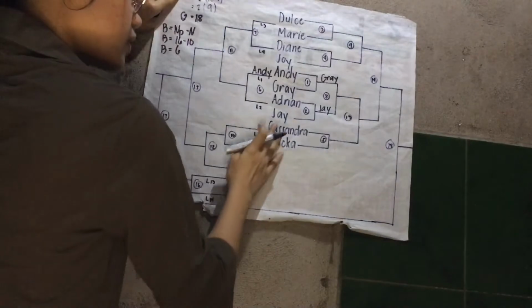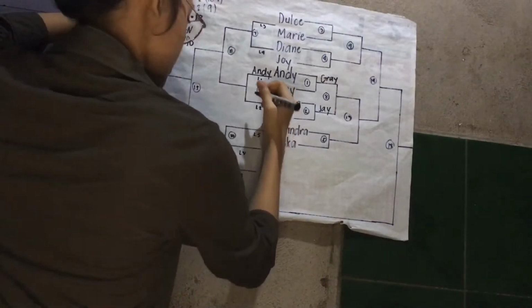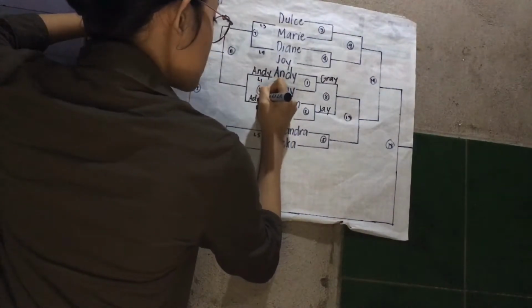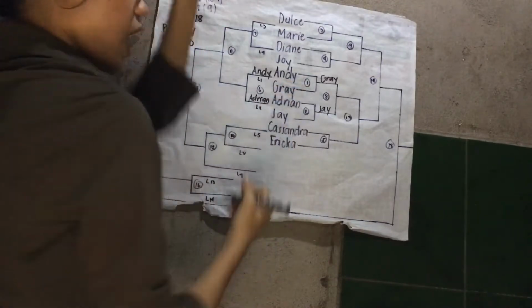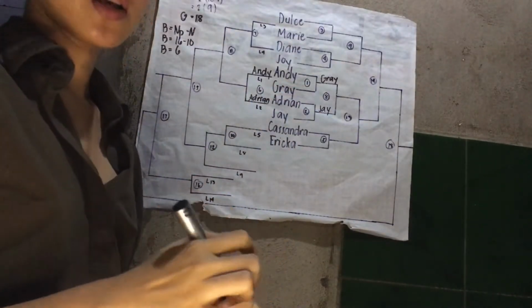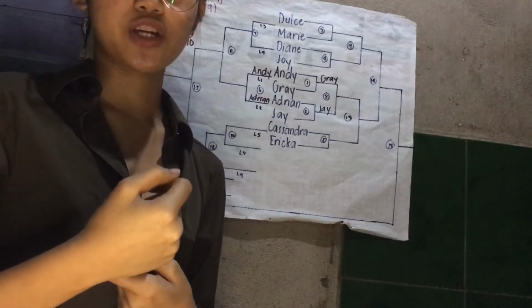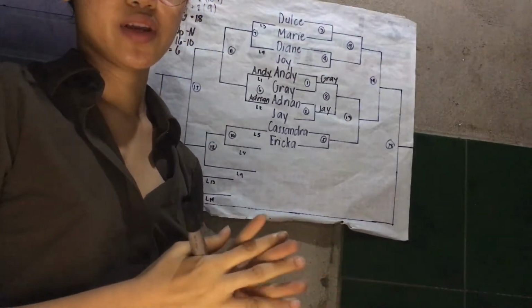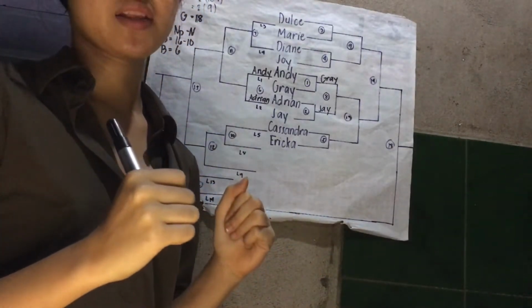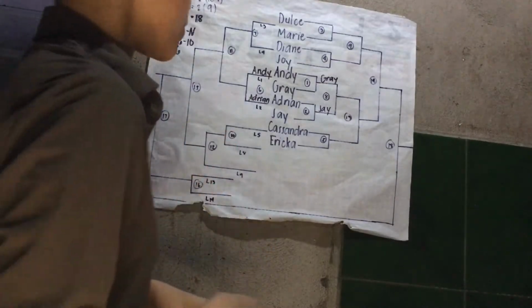And for the left side, we need to put the loser 2. That is one of the advantages of having a double elimination: the player is going to be given a chance to play another game and wouldn't be eliminated until he loses in the 2 games.